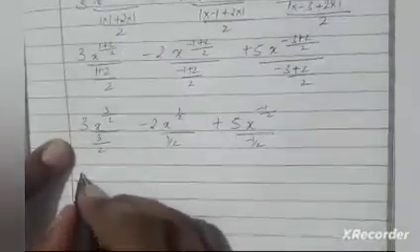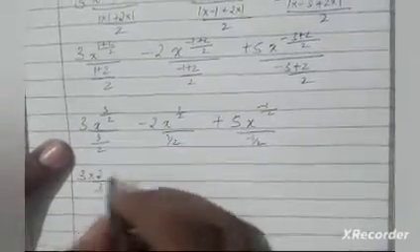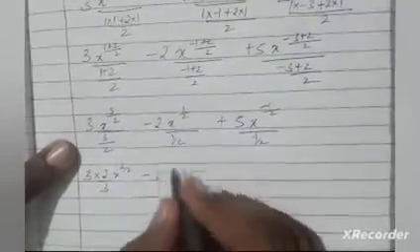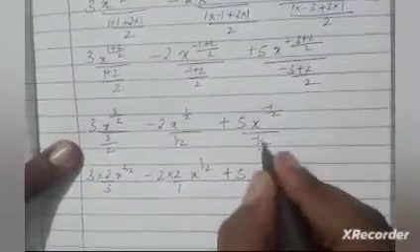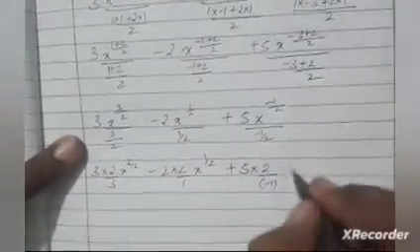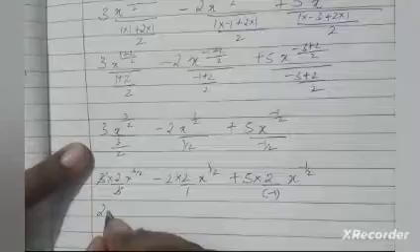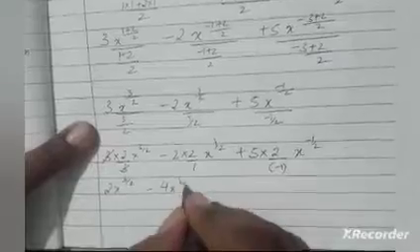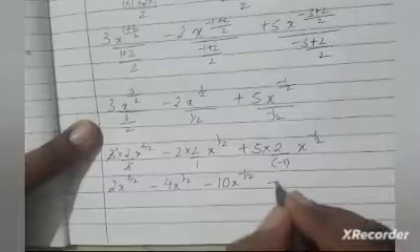Now we will write 3, and this numerator value will be 2 by 3 and x raised to 3/2, minus 2, then this numerator value will be 2 by 1 x raised to 1/2, plus 5, this numerator value will be 2 by minus 1 x raised to minus 1/2, this 3 gets cancelled. 2 x raised to 3/2 minus 4 x raised to 1/2 minus 10 x raised to minus 1/2 plus c.